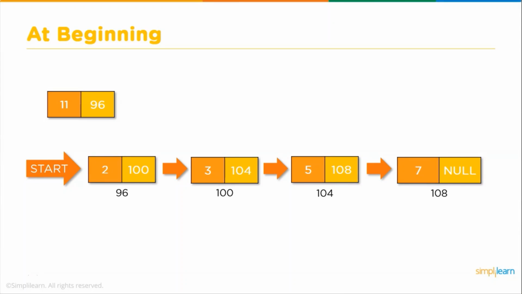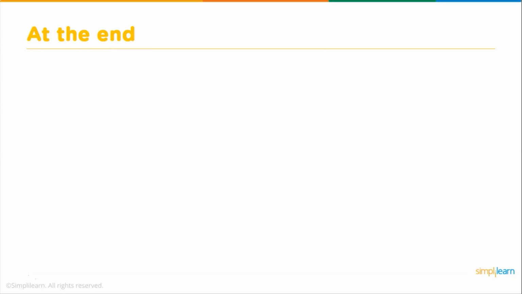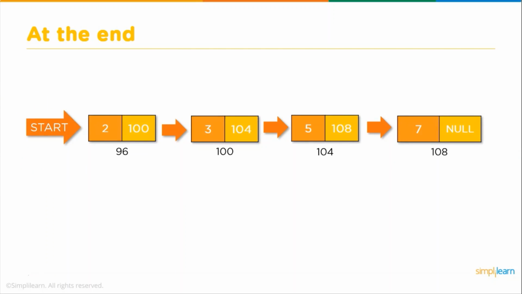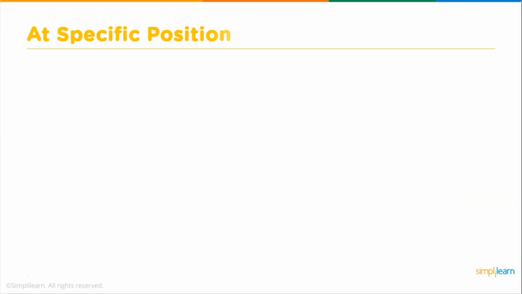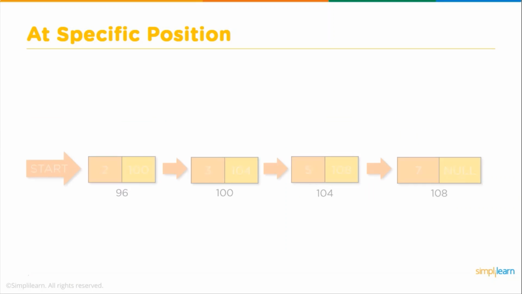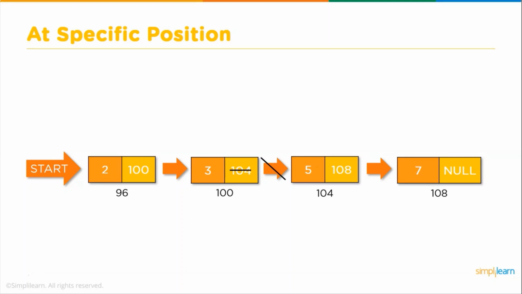First up, insertion. We will discuss first insertion at the beginning. We have to give the first node's address to the new node's next pointer to execute this. Next up, insertion at the end. We have to give the new node's address to the last node's reference pointer. Next up, insertion at a specific position. To do this, we will have to change the reference address of the previous node to the new node's address and the new node's reference pointer to the next node's address.